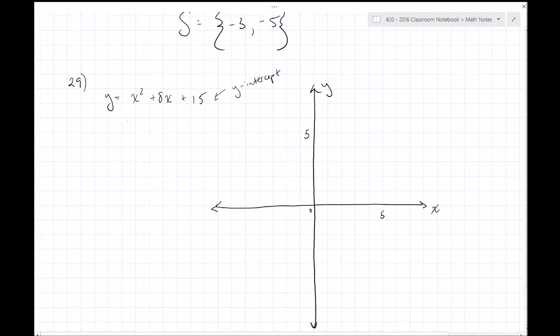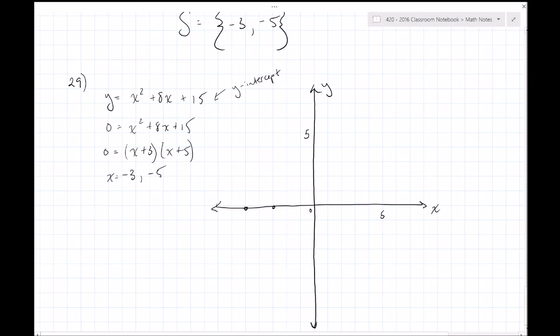Next thing I'm going to do is I'm going to factor to figure out where the x-intercepts are. So 0 equals x squared plus 8x plus 15. 0 is equal to x plus 3, x plus 5. Therefore, my roots are -3, -5. I'm going to plot them.